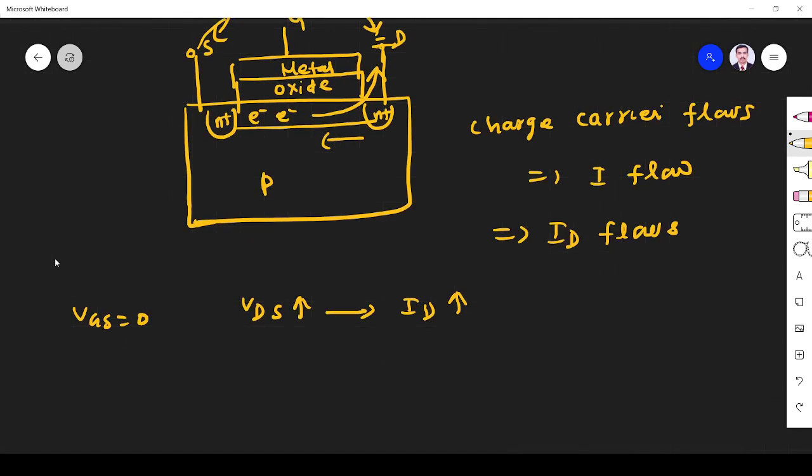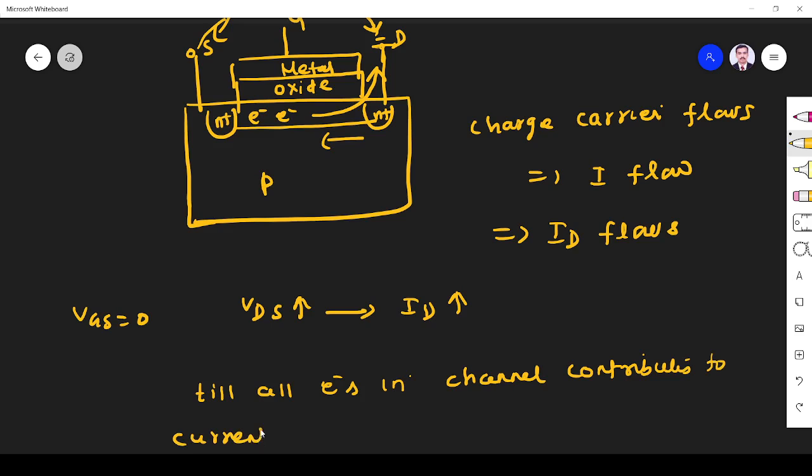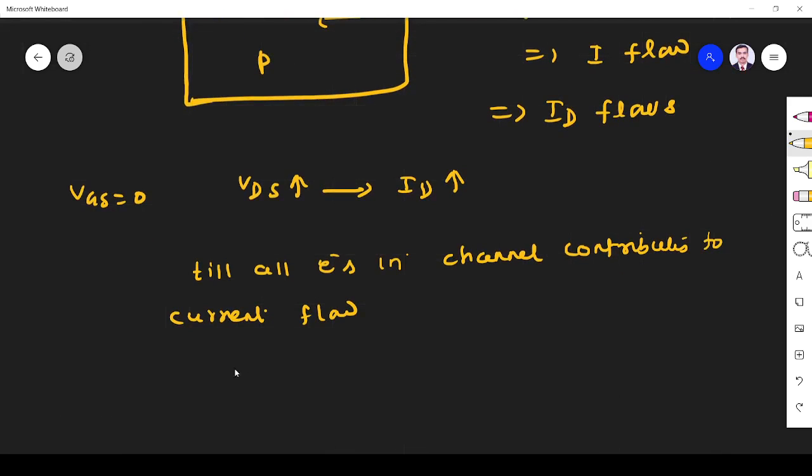So how long will it continue? Will it continue infinitely? No. It will continue till all electrons in the channel contribute to the current flow. Beyond that, even if we increase VDS, the current flow will remain constant. That is, ID remains constant. So once all the electrons contribute, even if you increase VDS, ID remains constant.